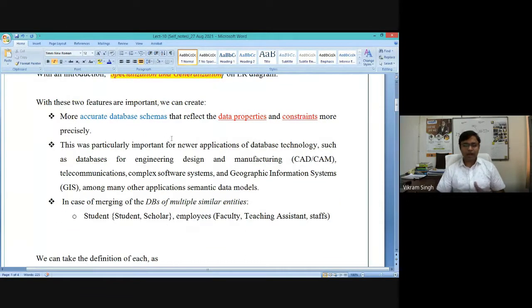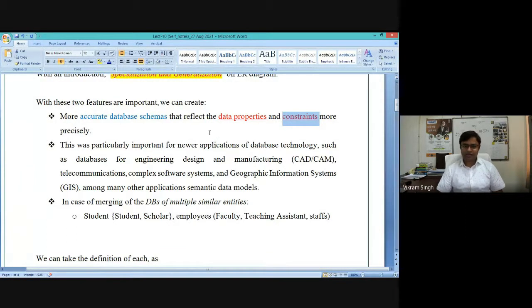It is observed that theoretically, whenever we add specialization and generalization, the database schema becomes more accurate. It conveys more detailed properties or constraint details, so it enhances the clarity of the ER diagram. It is also observed that in situations where the ER diagram itself is huge, with more than 50 or 60 entities, the role of generalization and specialization becomes critical.